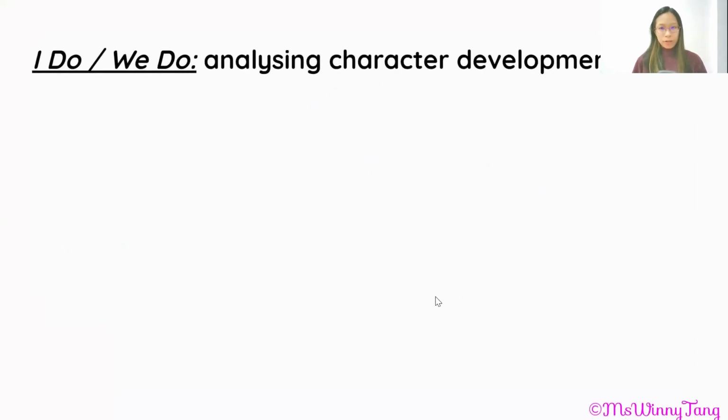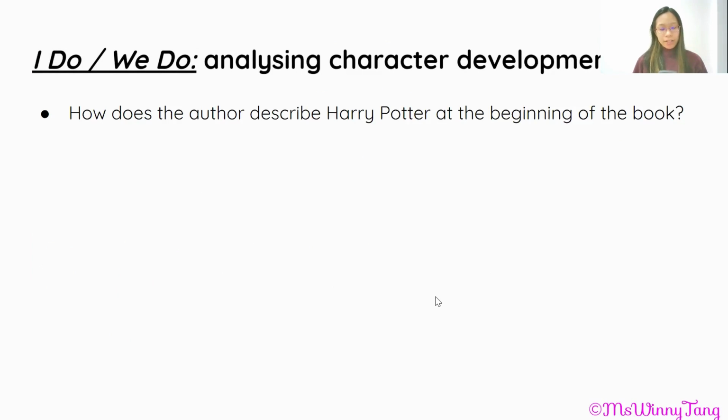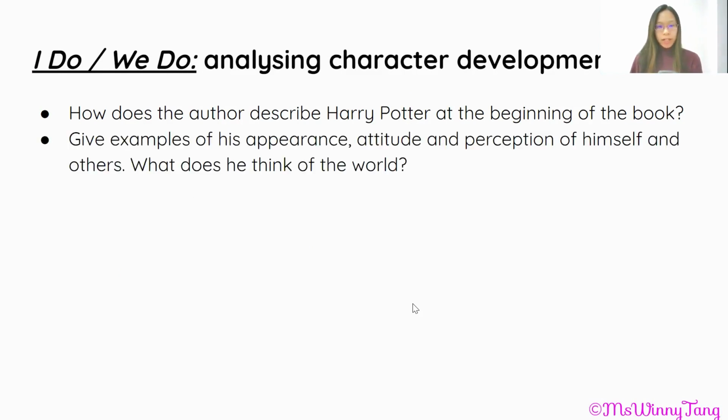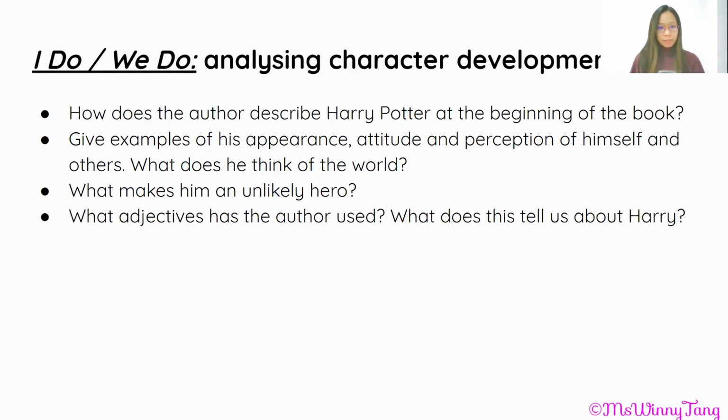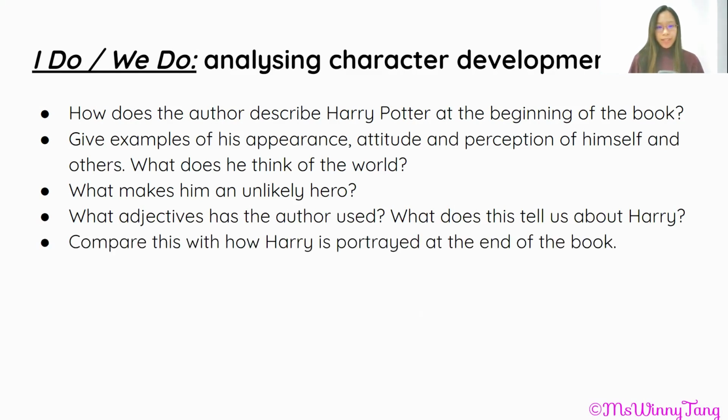So we are now going to analyze the character development, and we're going to use Harry Potter as an example. So how does the author describe Harry Potter at the beginning of the book? What examples of his appearance, attitude, and perception of himself? What does he think about the world? What makes him an unlikely hero at the beginning? What adjectives has the author used? And how do we compare this to the character at the end of the book?